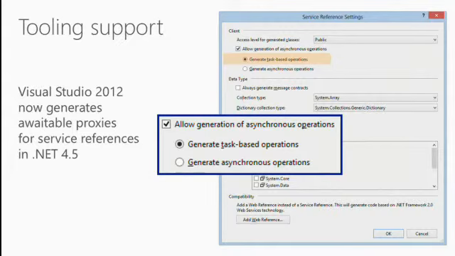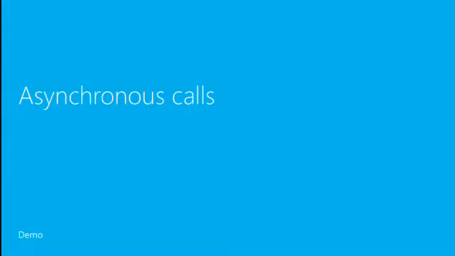Also, one of the new things in Visual Studio 2012 is the ability to generate these async methods as part of your add service reference. Before, you only had the choice to do the callback and event type stuff. But now you can use task-based operations, which is what async and await rely upon, being able to use Task of T. All right, so let's get over to that.